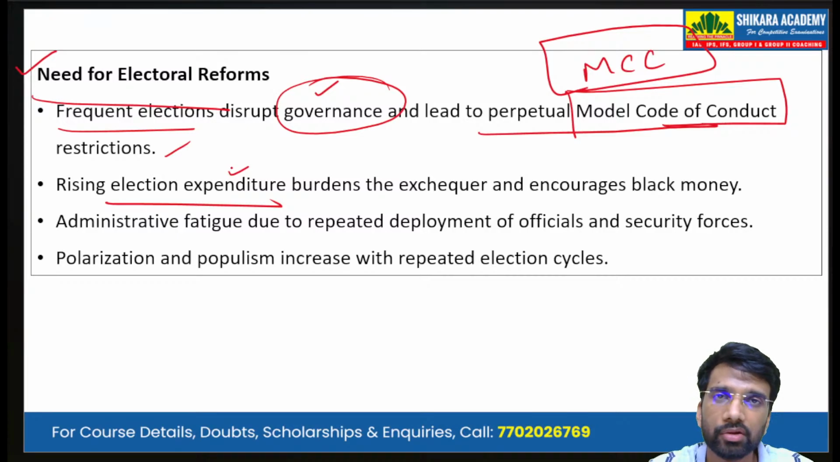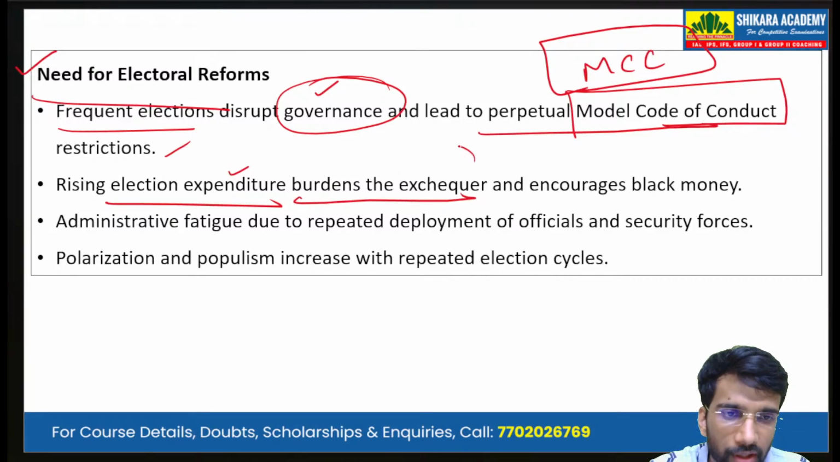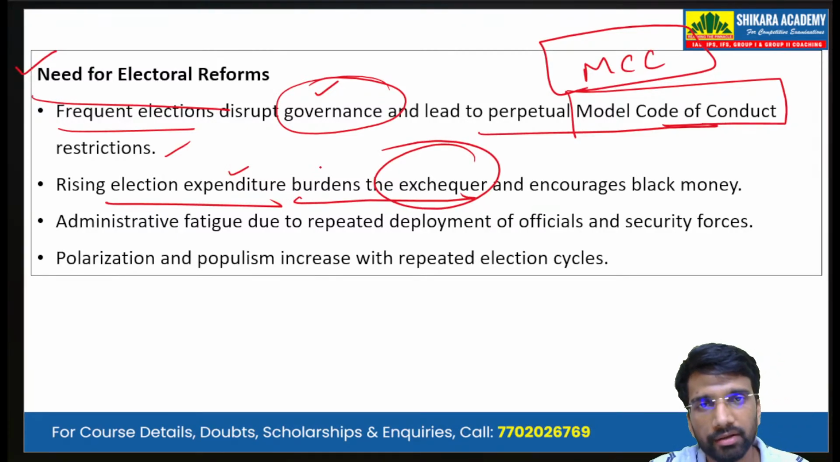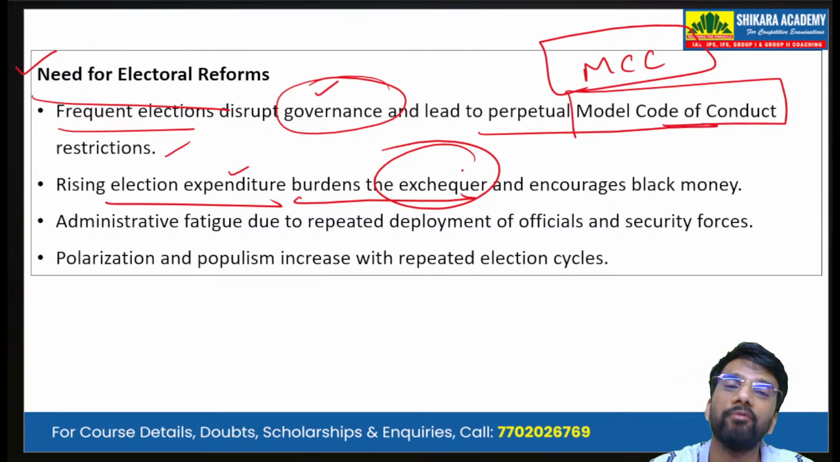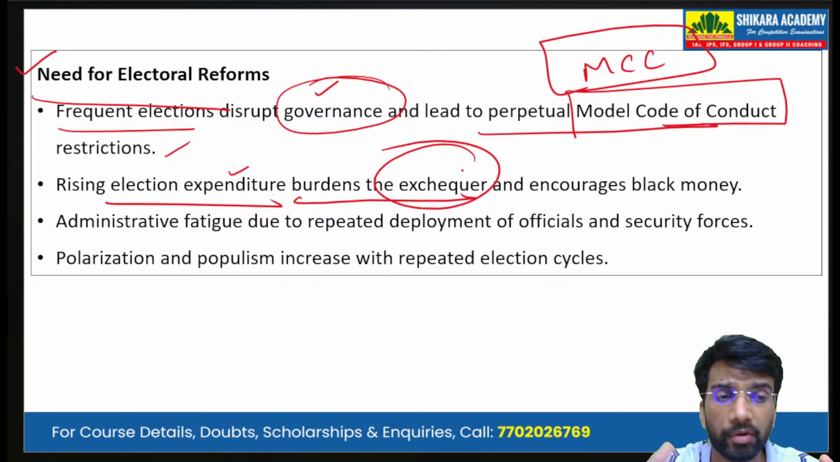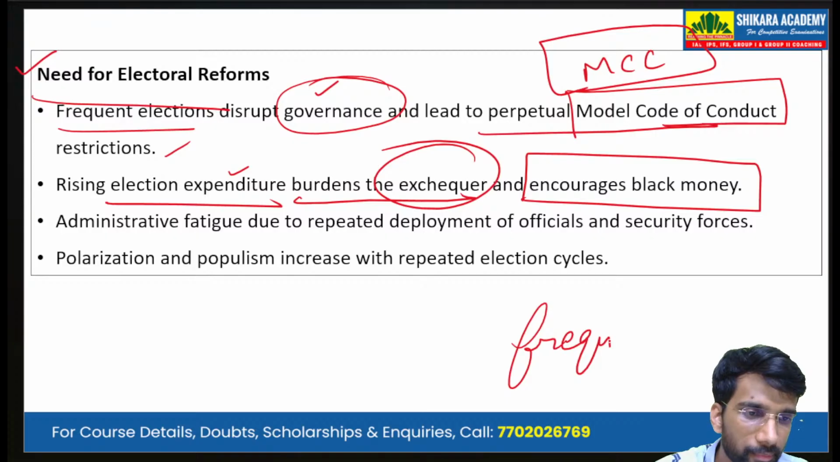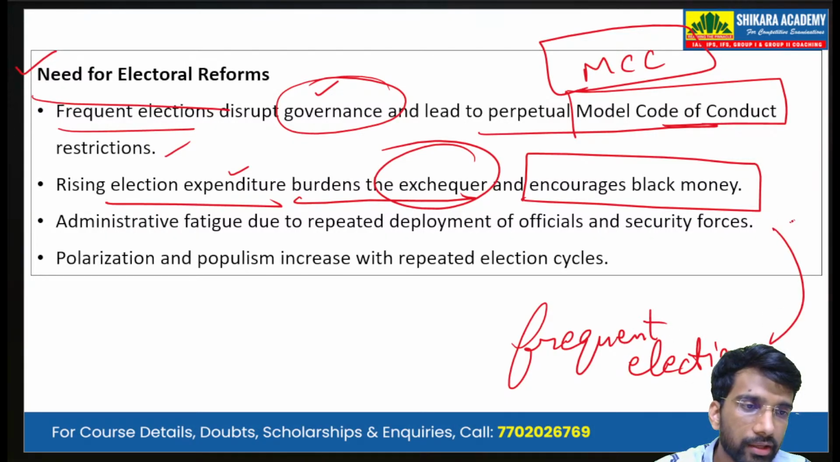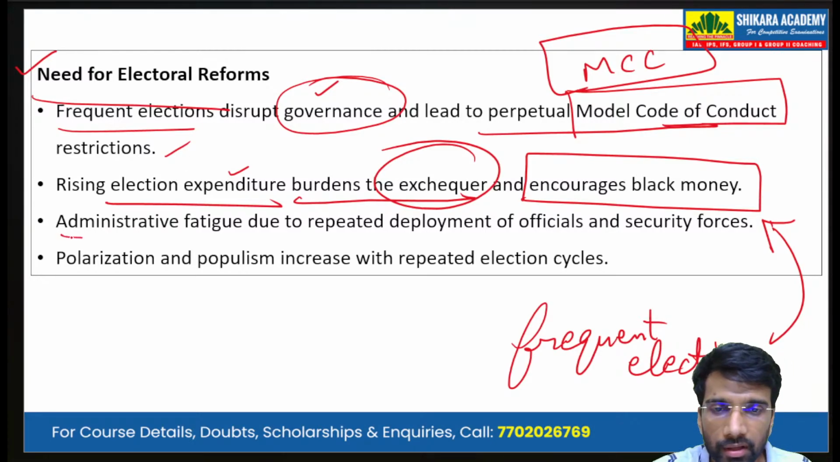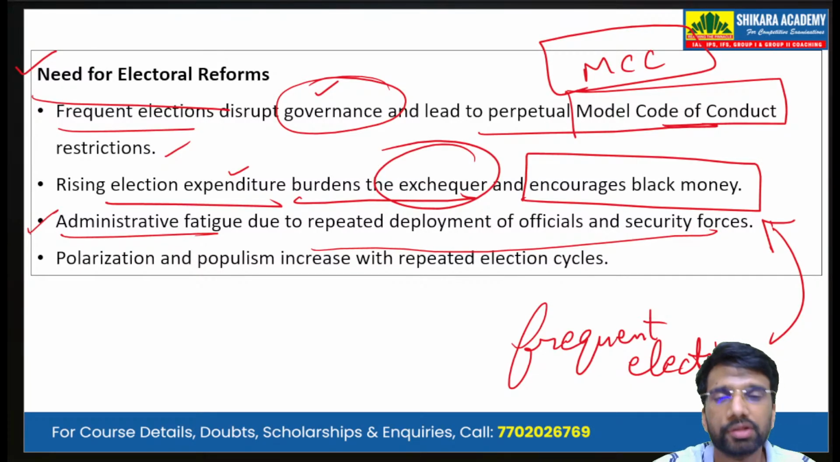Also, the election expenditure is rising. It is putting burden on the public exchequer. And we all know that in elections there is rampant use of black money. So there is wide circulation of black money. If the elections are very frequent, then it encourages the use of black money. There is also administrative fatigue due to the repeated deployment of officials and the security forces.